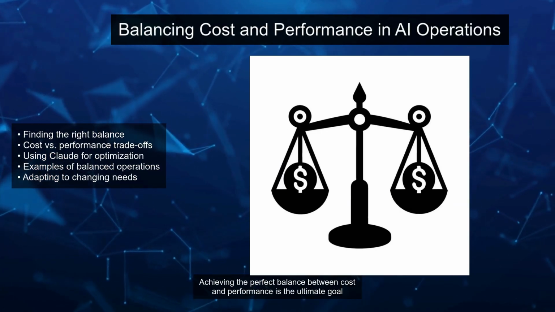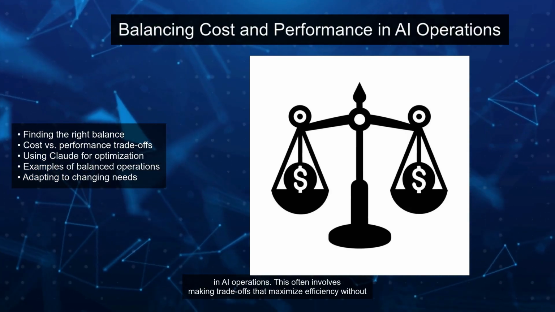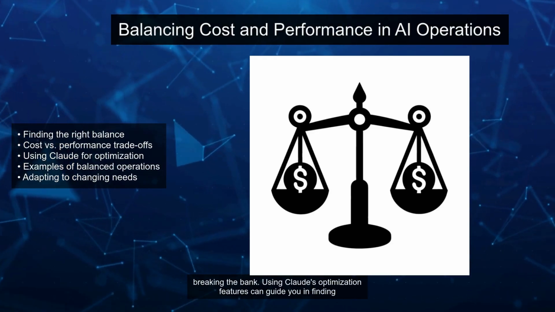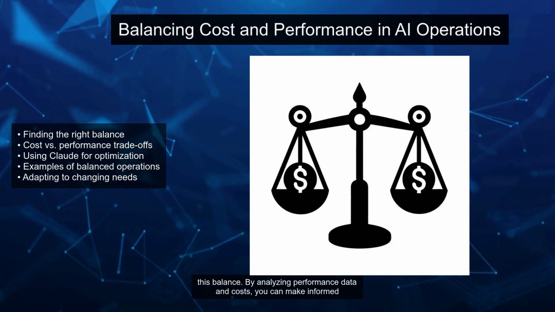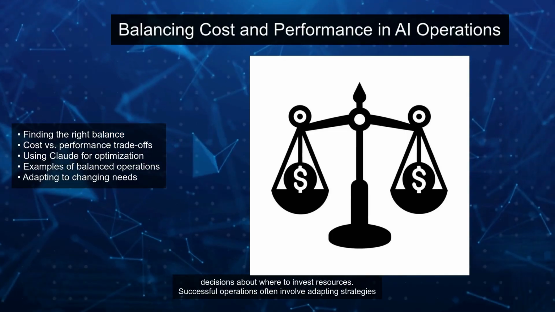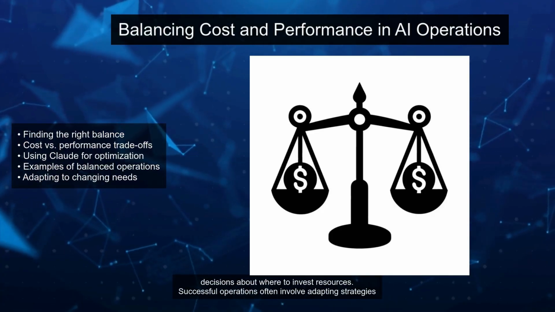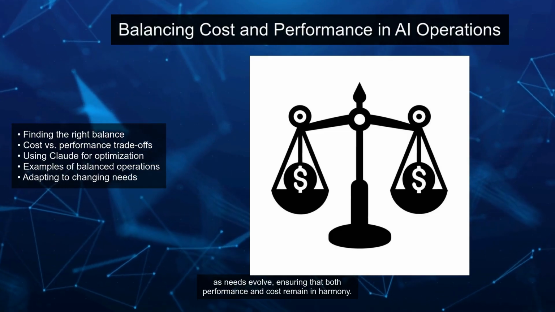Achieving the perfect balance between cost and performance is the ultimate goal in AI operations. This often involves making trade-offs that maximize efficiency without breaking the bank. Using Claude's optimization features can guide you in finding this balance. By analyzing performance data and costs, you can make informed decisions about where to invest resources. Successful operations often involve adapting strategies as needs evolve, ensuring that both performance and cost remain in harmony.